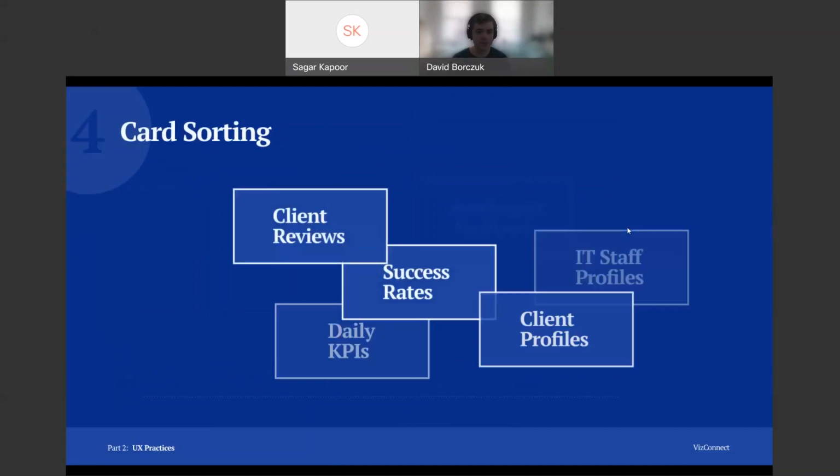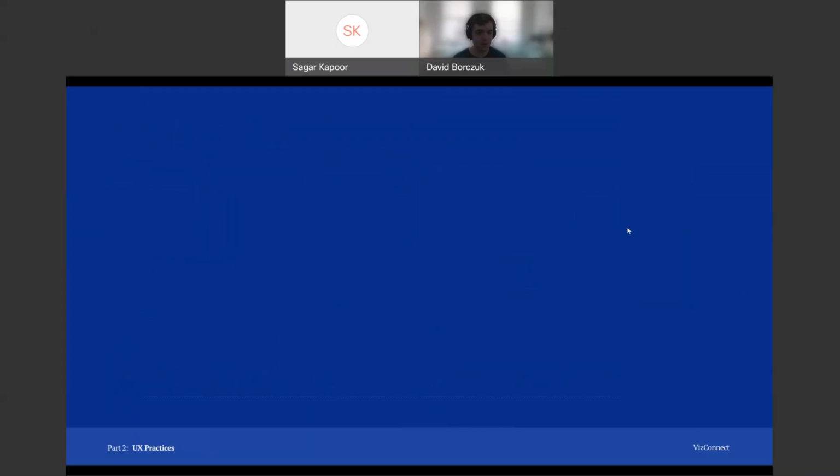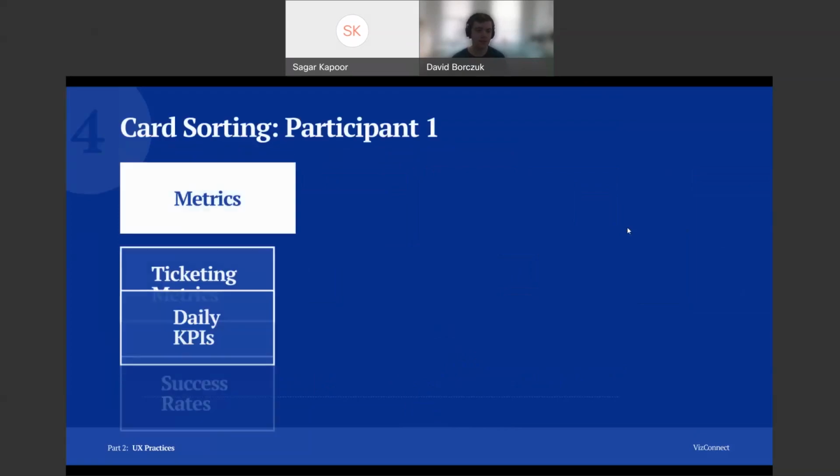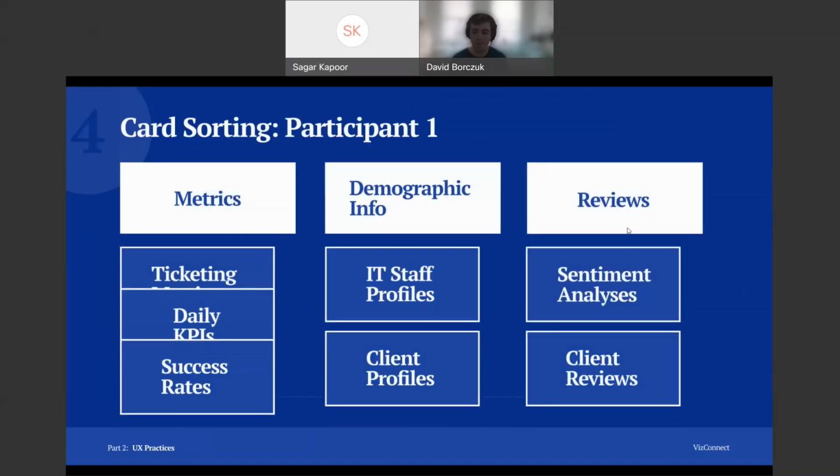And then last but not least, we have card sorting. So here's an example of different ideas that you would have for a dashboard that helps record ticketing systems for an IT manager. And you have all these ideas that you created in your brainstorming session, but you want to see how your end users classify these ideas. And so in one participant, you might sit them down and they might say that ticketing daily KPI success rates are metrics, and IT staff profiles and client profiles are demographic information, and reviews are sentiment analysis and client reviews.